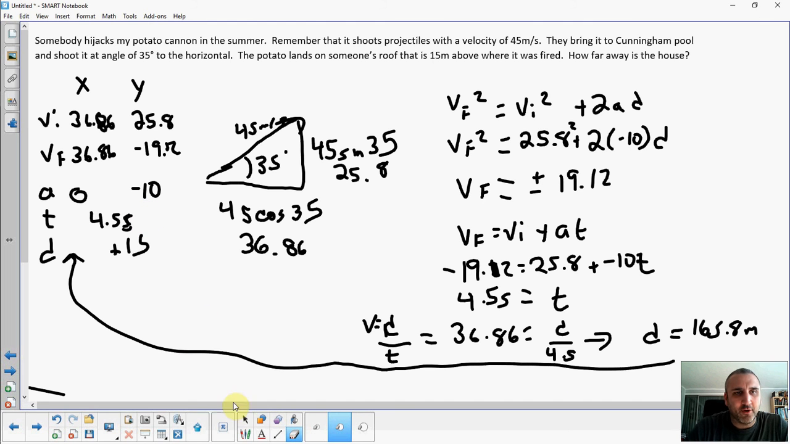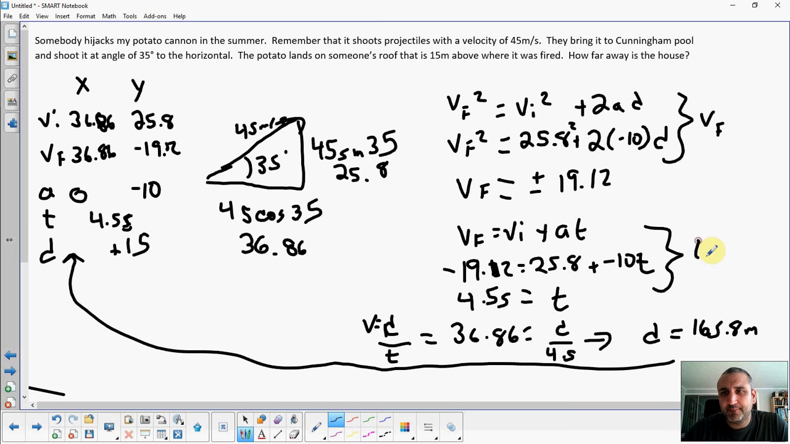So again, I hope that helped. Hope you got it without that. But if you didn't, that's kind of how you do it. This part will get you your final velocity. This part will get you your time. And this part will get you your displacement.